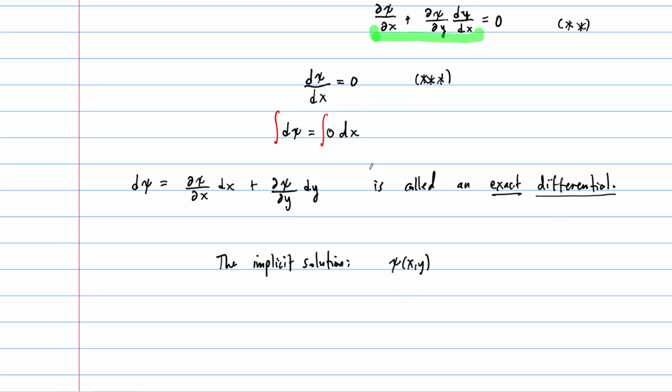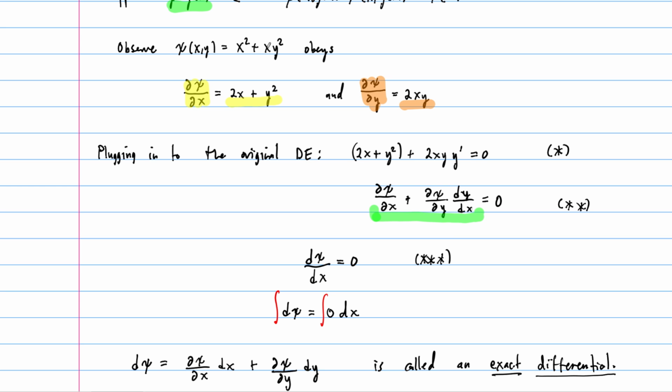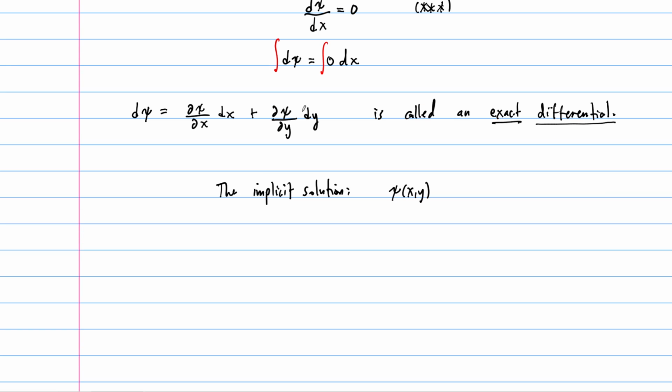I'm trying to mix together some abstract ideas with our specific problem, right? But just abstractly, you integrate dC and you get the function C of x, y. And then on this side, you integrate 0, and you end up with a constant. There's the unknown constant of integration right there. So that's why this is a general solution.